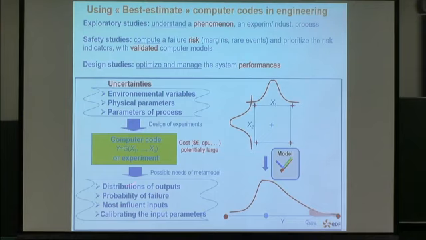We can be interested in computing the whole probability distribution of the output. We can sometimes want just the probability that the output exceeds a threshold. We can want just to estimate a quantile. There are many different situations.